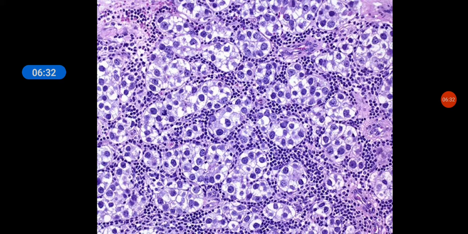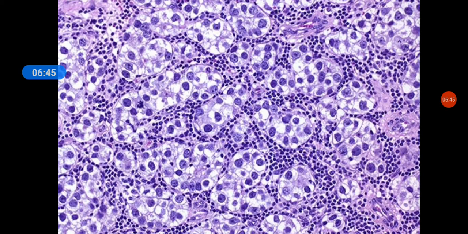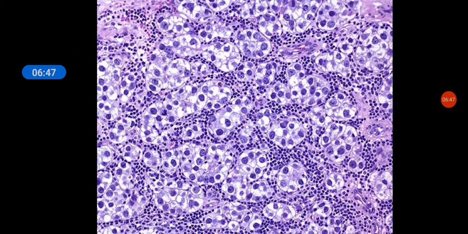First you have to describe the pattern of distribution. How are the cells distributed, or how are the cells arranged? The cells can be arranged as lobules, or they can be arranged as nests. If you can appreciate, these are all nests. Okay, and there is some intervening fibrous septa, or fibrous stroma, whatever. Okay, so first we'll describe the tumor cells.